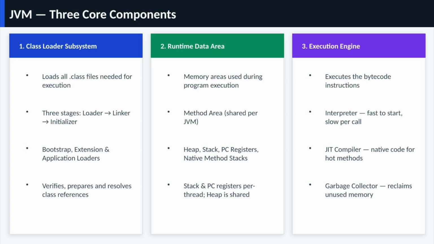Let's see about JVM core components. Think of a restaurant: receptionist is the class loader, dining area is the runtime data area, chef is the execution engine. When a customer enters a restaurant, the receptionist guides them. Similarly, the class loader loads the required classes. The runtime area acts like the restaurant space where everything happens. Finally, the execution engine is the chef that actually performs the work. Together, these three components form the heart of the JVM.